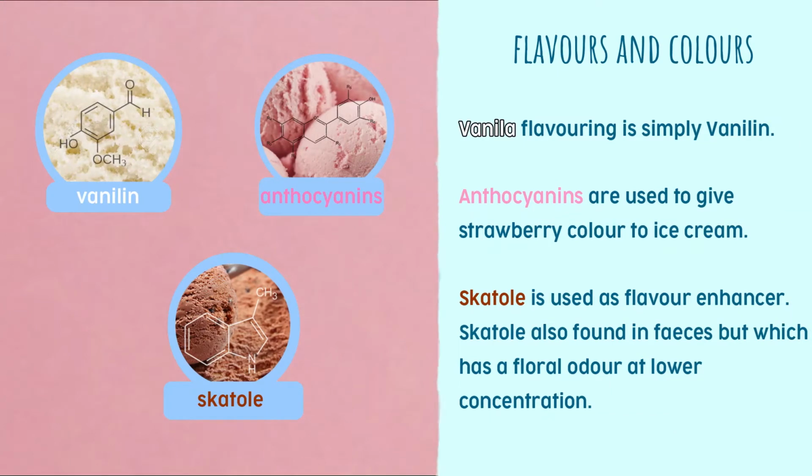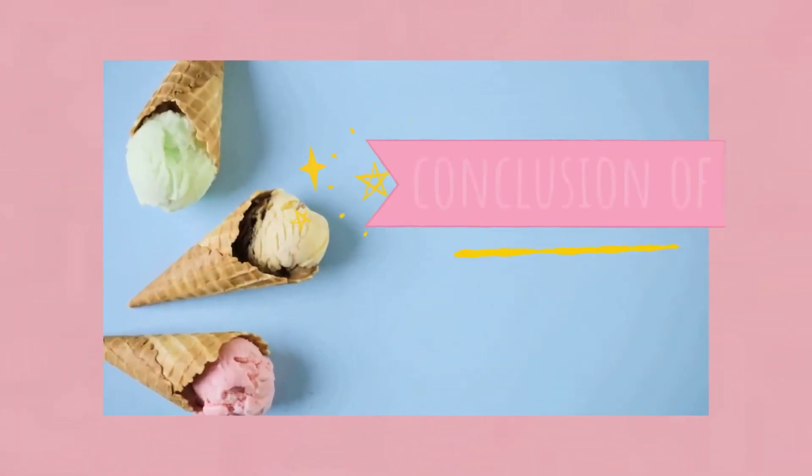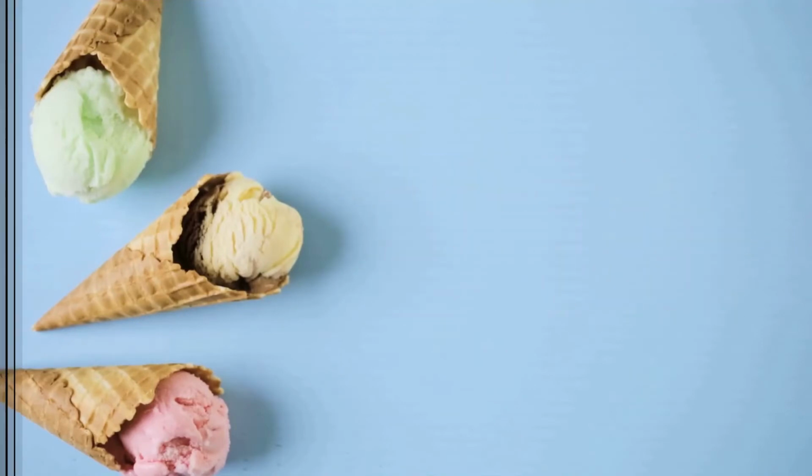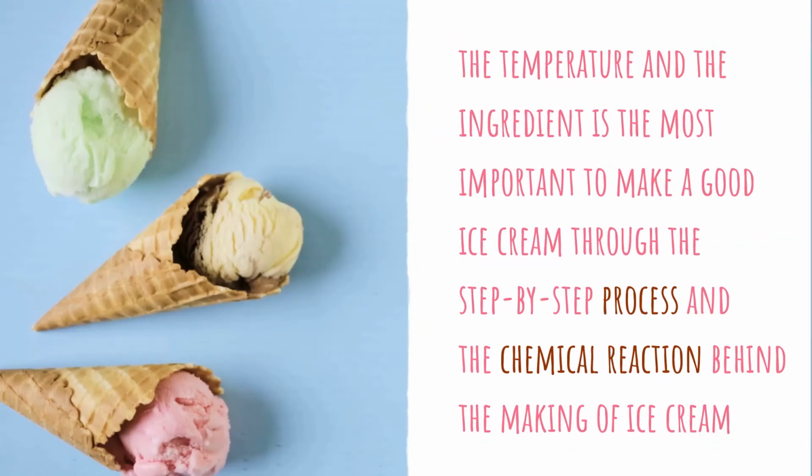Flavors and colors. Vanilla flavoring is simply vanillin. Anthocyanins are used to give strawberry color to ice cream. Skatole is used as a flavor enhancer. Skatole is also found in feces, but has a floral odor at lower concentration. The temperature of the ingredients is the most important factor in making a good ice cream, through the step-by-step process and the chemical reactions behind the making of ice cream.